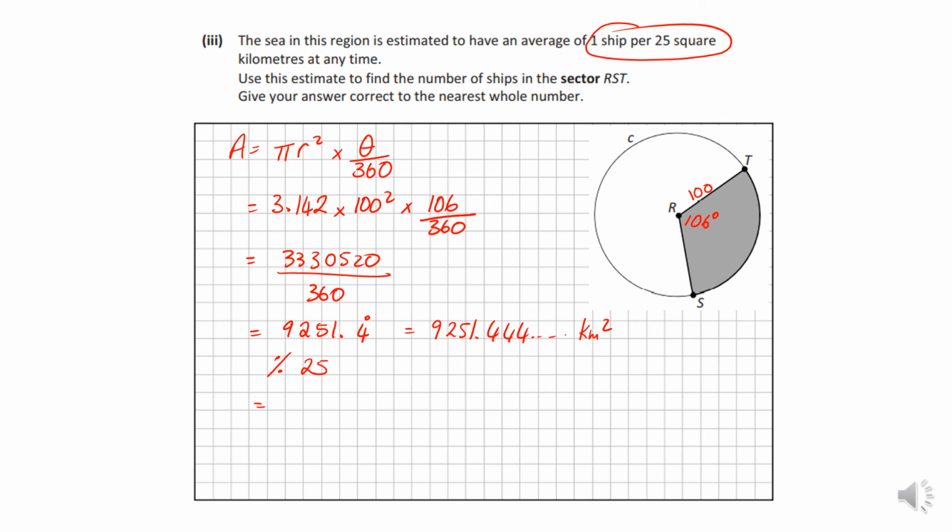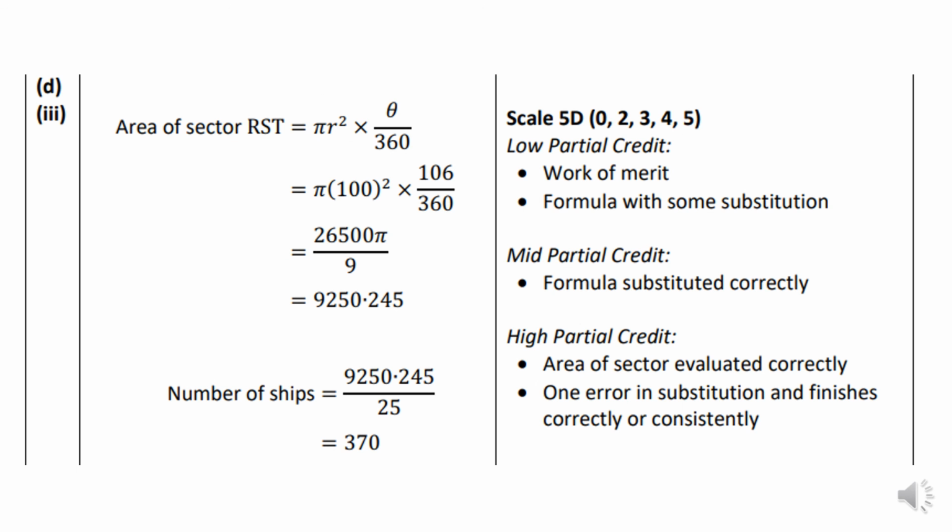So I get 370.057 with a dot on it. So it said correct to the nearest whole number because we're counting ships. You can't have 0.057. Alright, so I'll say 370 ships. Okay, let's check our answer. So area of the sector, yeah, we did that correctly. We used the right formula and we got 370.